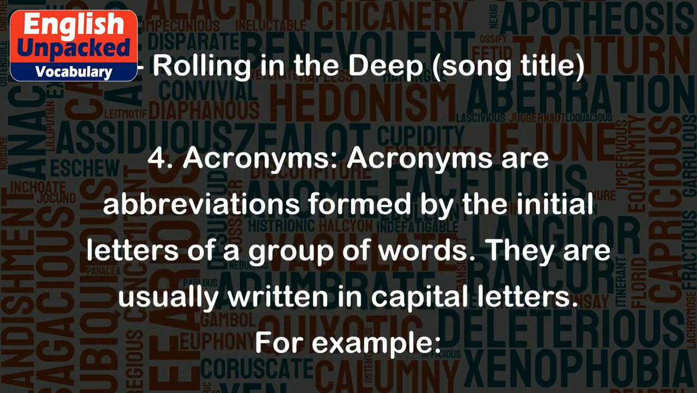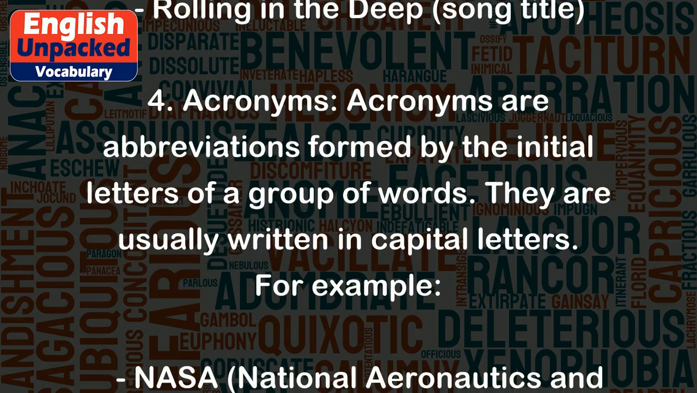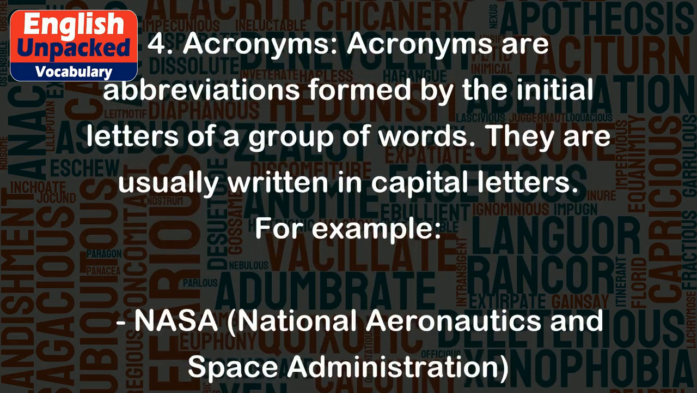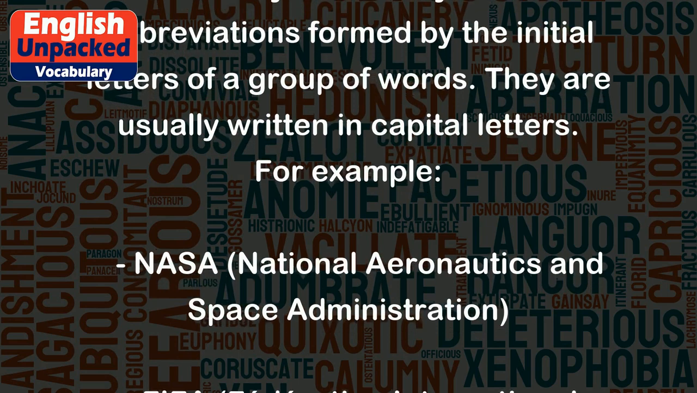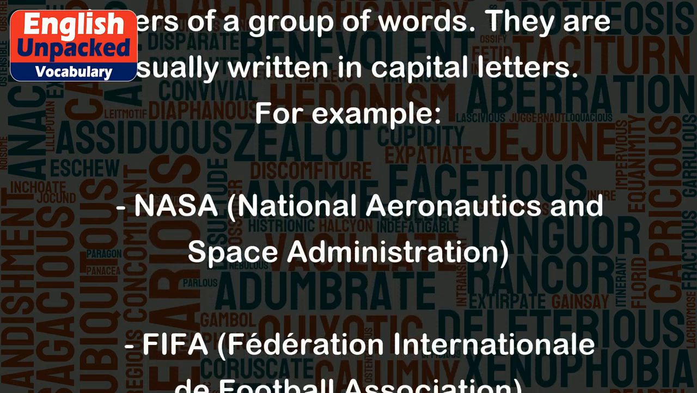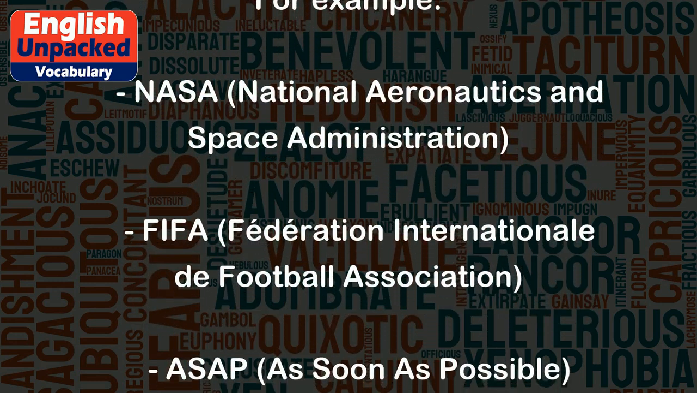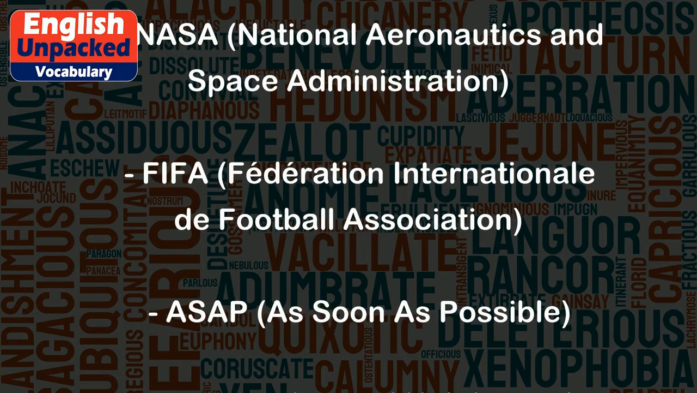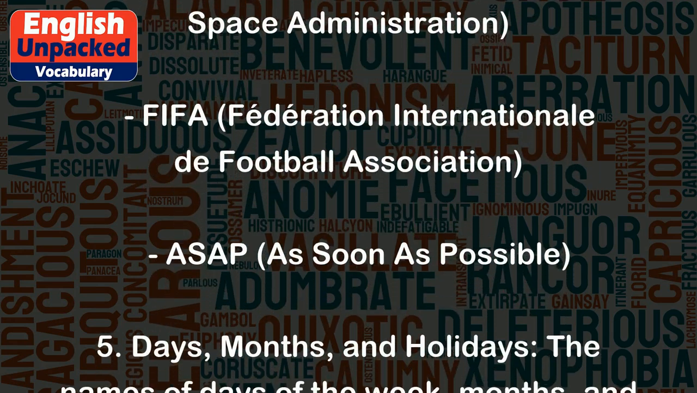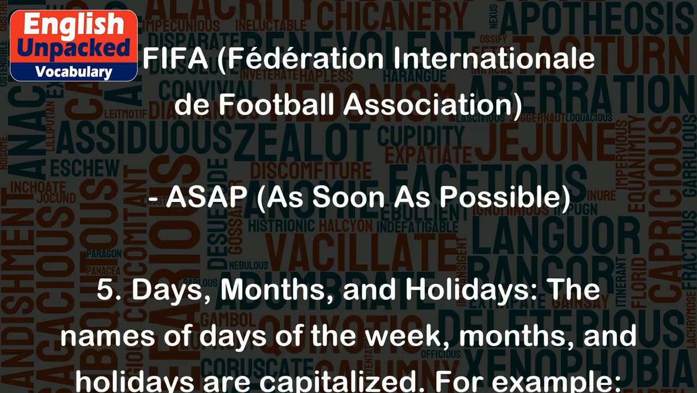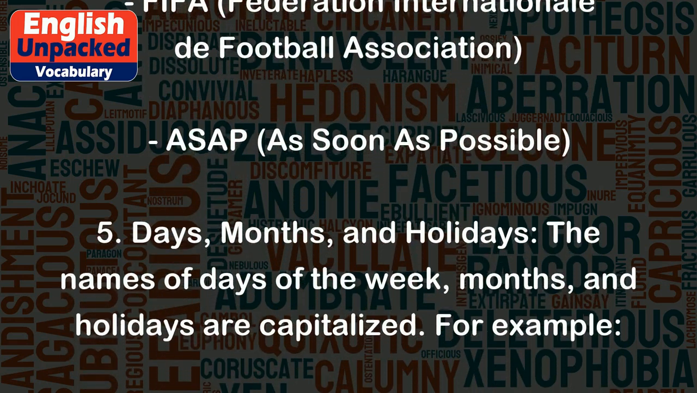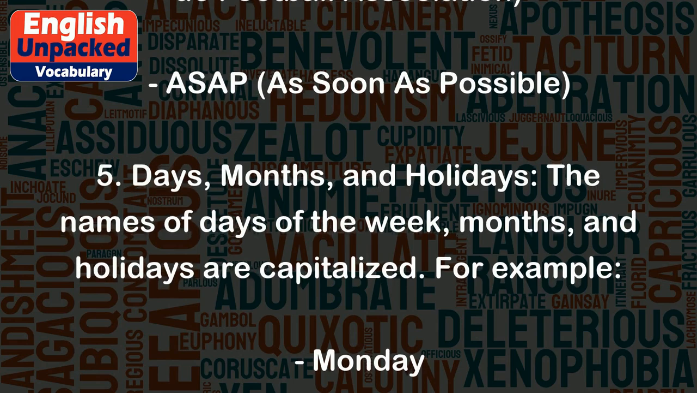4. Acronyms. Acronyms are abbreviations formed by the initial letters of a group of words. They are usually written in capital letters. For example, NASA, National Aeronautics and Space Administration; FIFA, Fédération Internationale de Football Association; ASAP, as soon as possible.